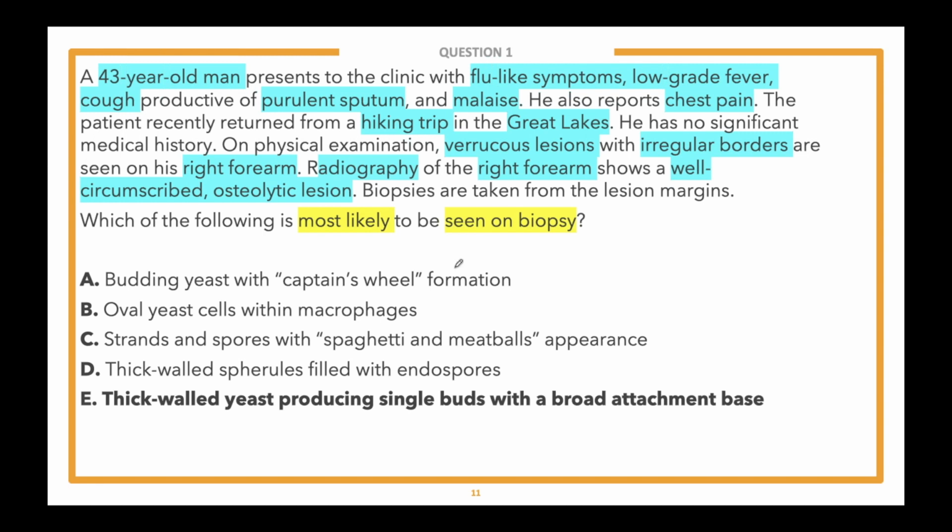So it's important to know these both for step one, all these different presentations, and also clinically. I can tell you in my 1.5 years of dermatology residency, I've seen each and every one of these fungal infections in the skin, and the majority of other residents have in other specialties. So it's important to know this both for step one and also for the rest of your medical career as well.